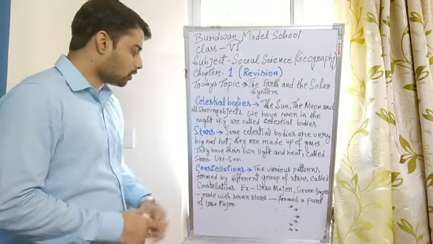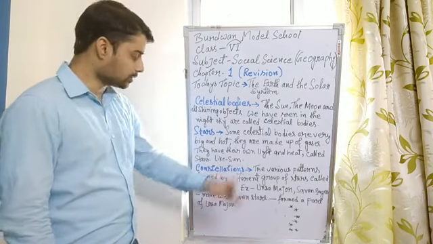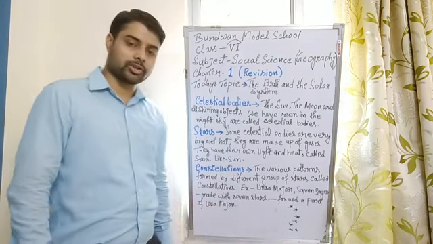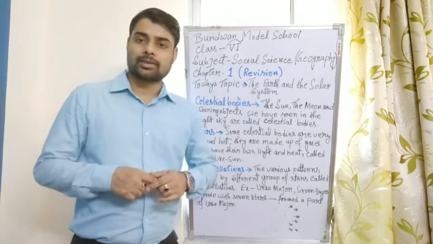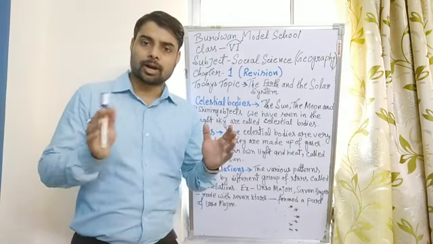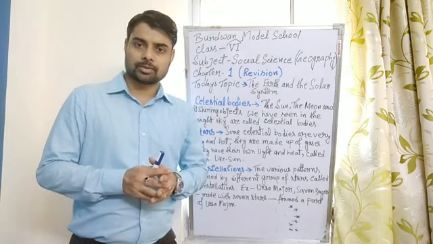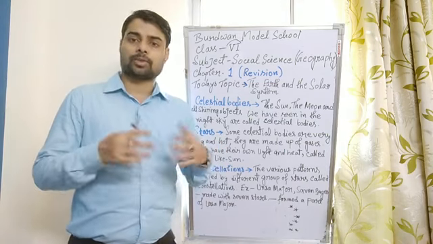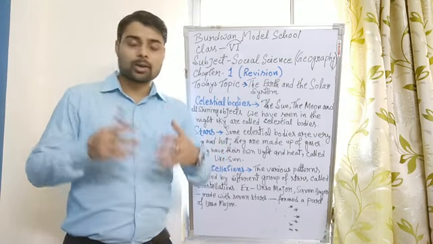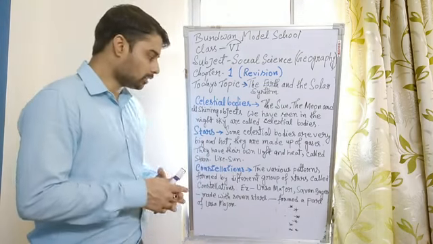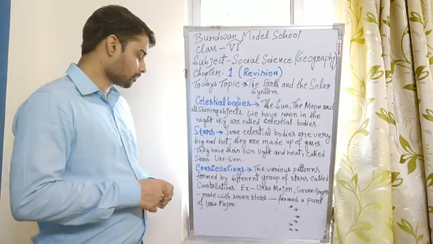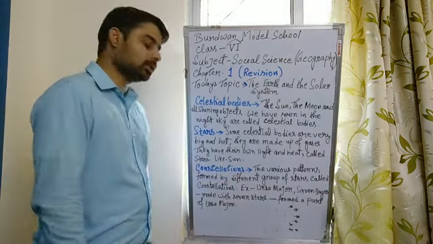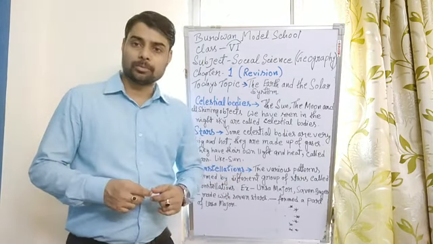Now we will discuss constellations. What is a constellation? The various patterns formed by different groups of stars in the night sky are called constellations. Sometimes a pattern looks like a question mark, sometimes like a bear, a lion, a human being or a hunter. All these are called constellations. Ursa Major and the Seven Sages or Saptarshi are examples of constellations.